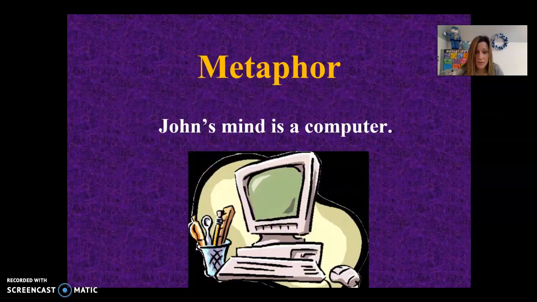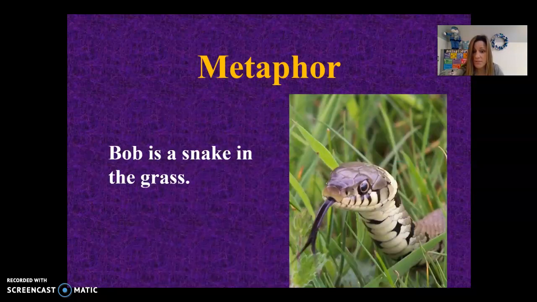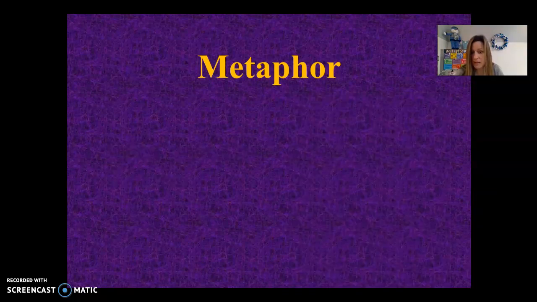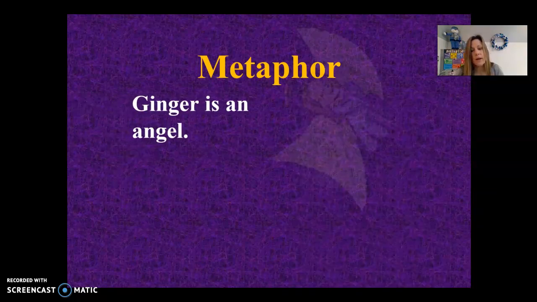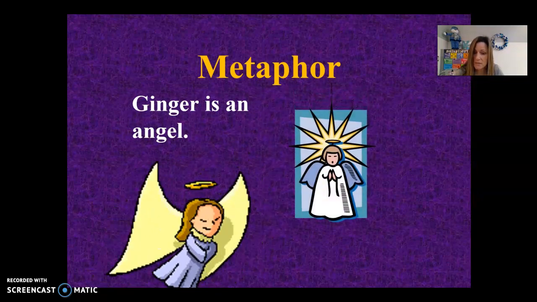John's mind is a computer. My mom is a workhorse, meaning that this person's mom works really hard. Bob is a snake in the grass, meaning that Bob is sneaky, right? Okay, so Ginger is an angel. That means she's sweet.